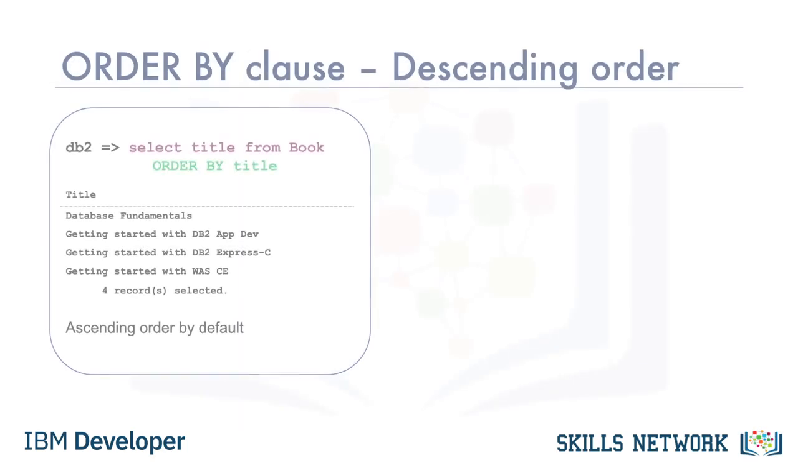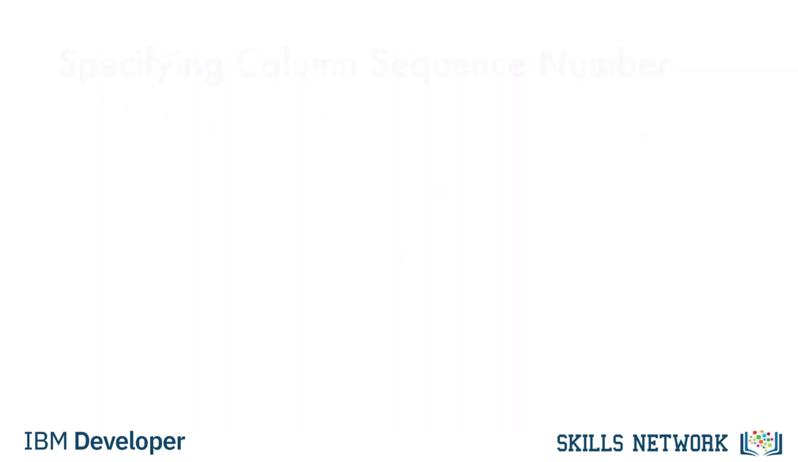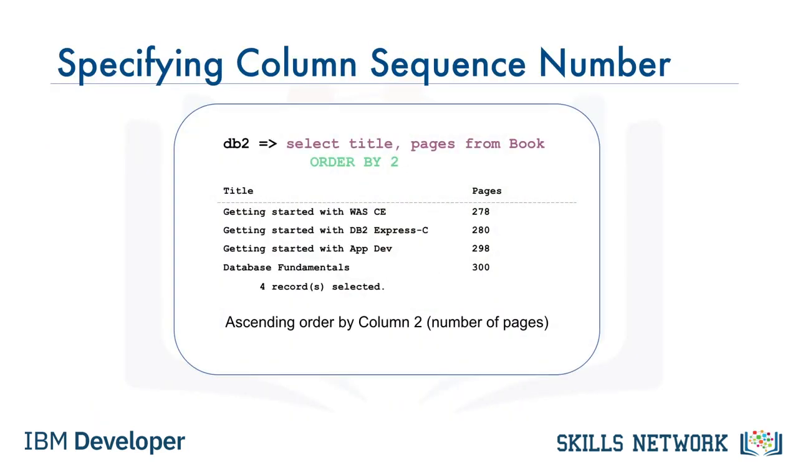To sort in descending order, use the keyword desc. The result set is now sorted according to the column specified, which is title, and is sorted in descending order. Notice the order of the first 3 rows. The first 3 words of the title are the same, so the sorting starts from the point where the characters differ. Another way of specifying the sort column is to indicate the column sequence number.